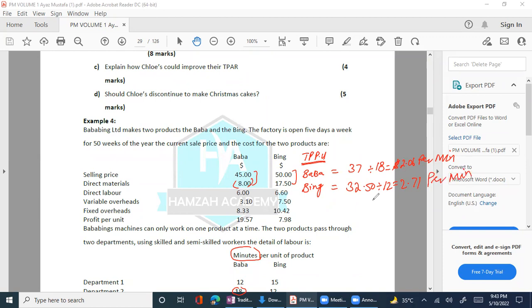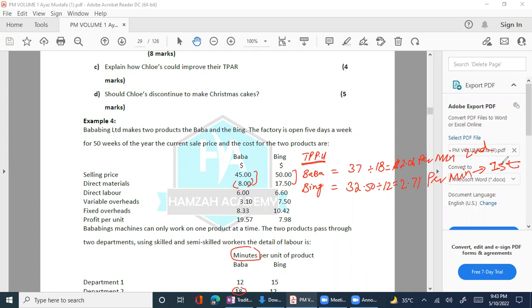And if we look at the data, which product is giving us more? The second one, Bing. So this is our first priority and this is our second priority. It means that we will go for the production of the product which is generating more benefit using 1 minute of the department. So per minute benefit is more in case of Bing. So Bing will be our first choice.